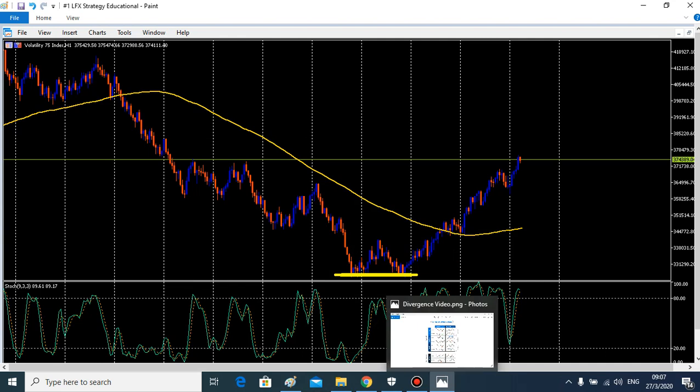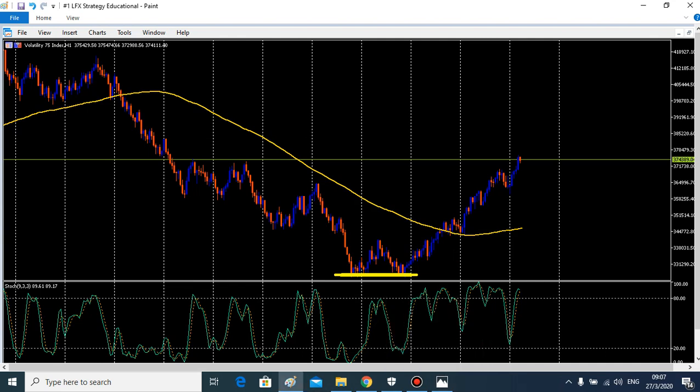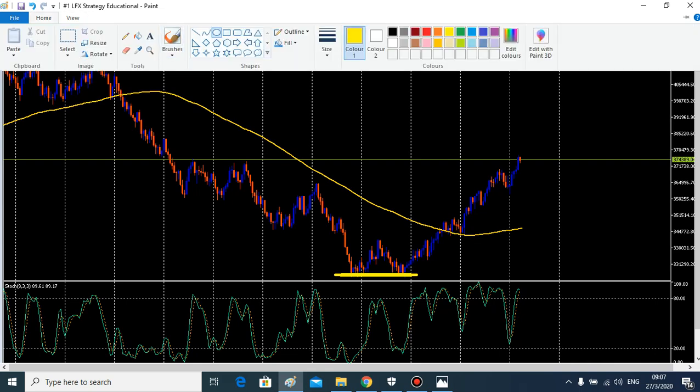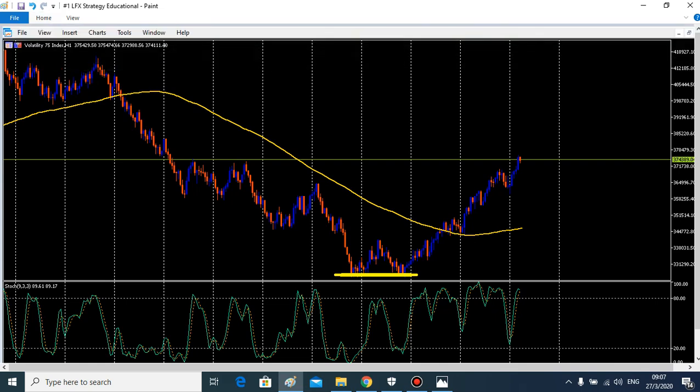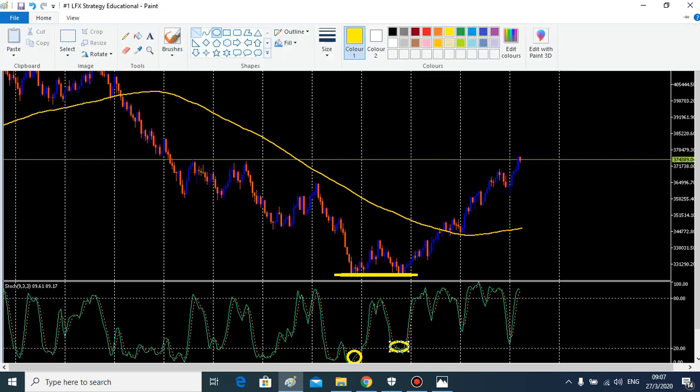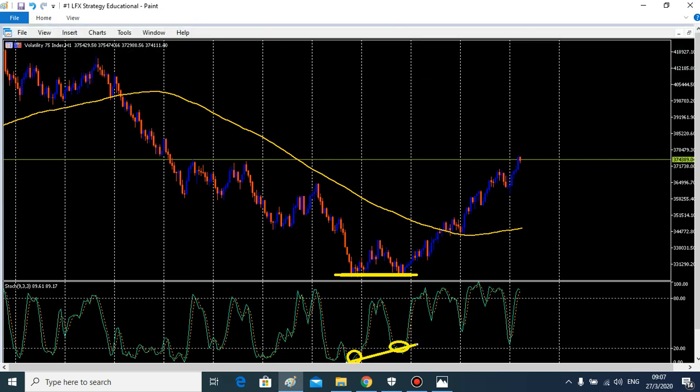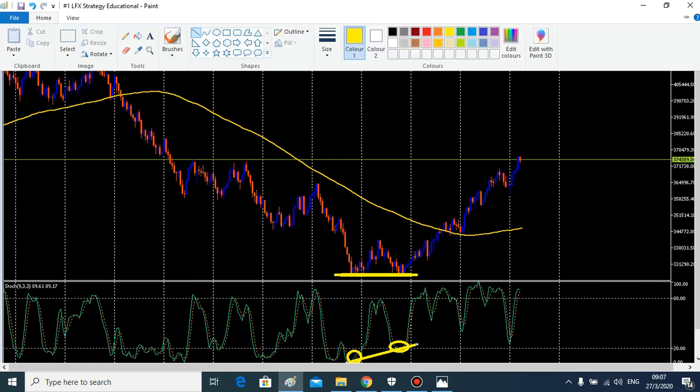We have 2 lows, same range. But if we check the oscillator, we have 2 different scenarios. The oscillator is showing an upward movement. Quite interesting. This is what we're always looking for. This is a W formation, price is flat, but oscillator is indicating that price is going up. So what do we do? We enter at this point.